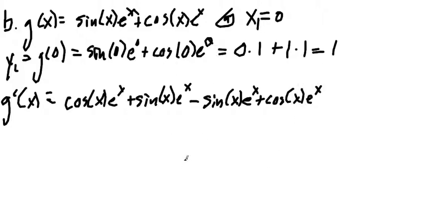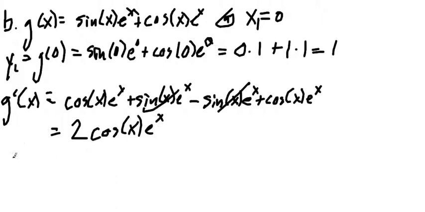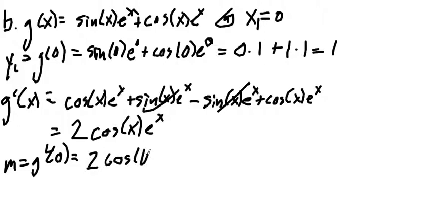You don't have to simplify things, but this really simplifies down pretty simple. Sine of x e to the x minus sine of x e to the x cancels, and I'm just left with 2 cosine of x e to the x. So that's probably the easiest way to write this out. So g prime, the slope, m, is equal to the derivative evaluated at x1, which is g prime of 0. That's 2 times cosine of 0 times e to the 0, which is 2 times 1, which is 2.